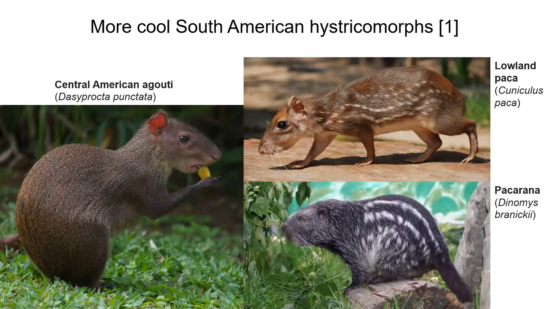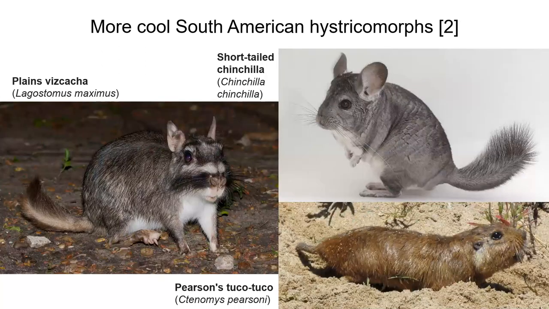And then other species we have include the agouti and the paca, which are important seed dispersers and relatively large compared to what we think of as typical rodent size. And the chinchilla, which you may have heard of as a pet, is native to the mountains of South America. It is also a hystricomorph. It's part of this whole South American rodent group. Vizcacha, I think, look really cool.